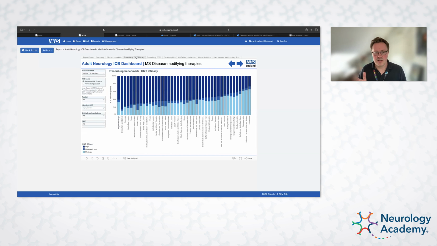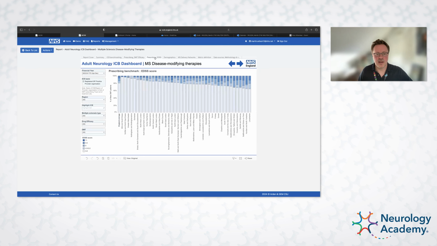This shows the split between high and standard efficacy treatments. The dark blue is high efficacy treatments, light blue is the standard efficacy treatments. Obviously we're not going to go through this in detail, but we can see there's a very different split in different areas. Some of that will be explainable and for very good reason, but there's quite a lot of variation there, which is probably telling us something.